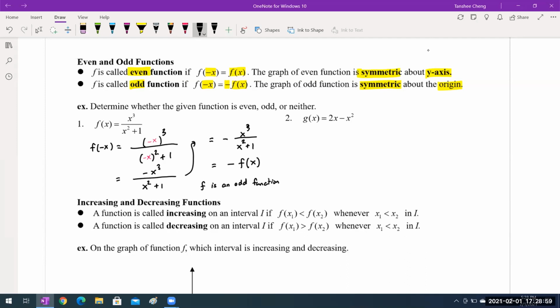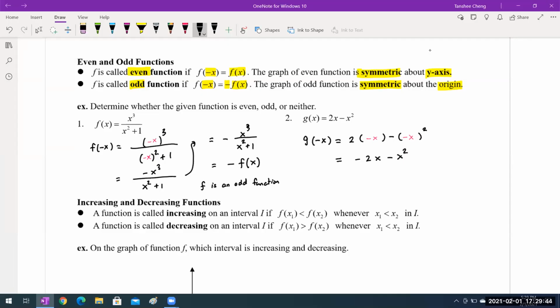And right away, we know that odd functions are symmetric about the origin, so their graph will be symmetrical about the origin. That's the usage of that. Now, let's take a look at example number 2, which is, again, substituting negative x into the g function, and let's simplify that.